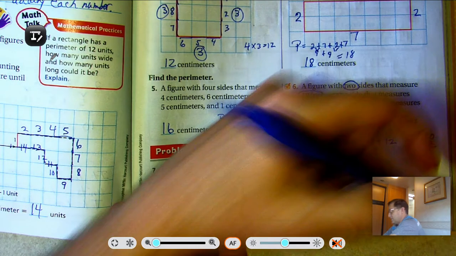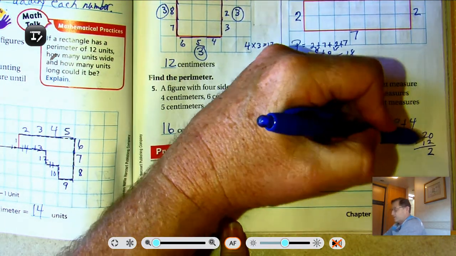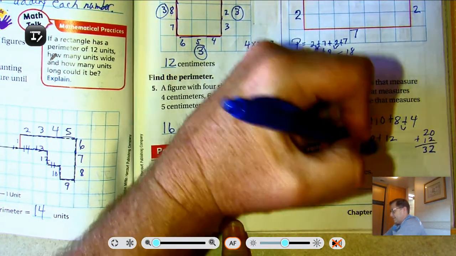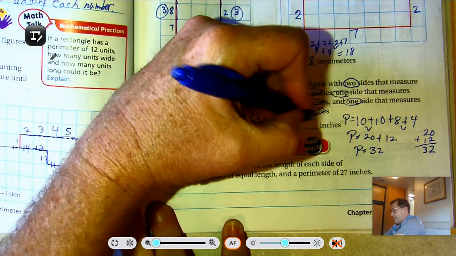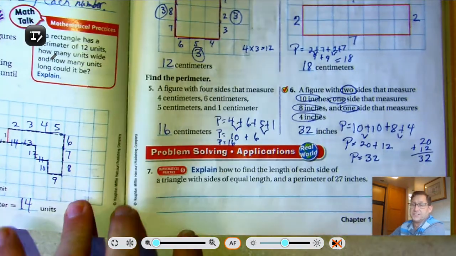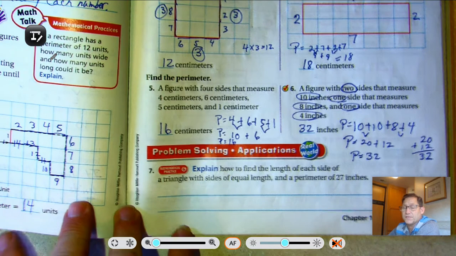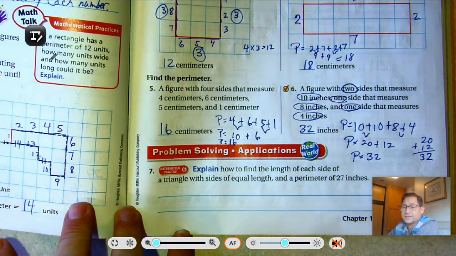Well, 2 and 0 ones is 2. 2 tens plus 1 ten is 3 tens. So the perimeter of that would be 32 inches. If you came up with 22 inches, you left off one of the sides of 10.